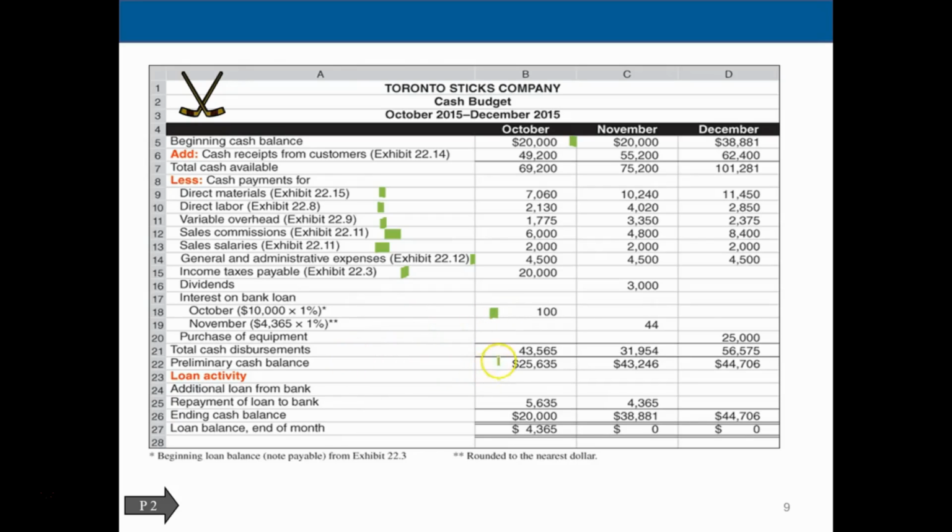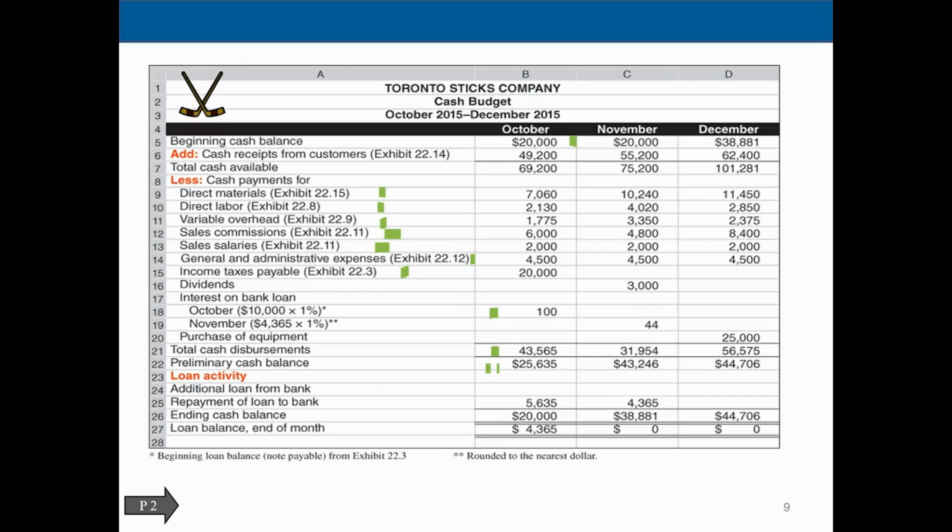And that gives us our total disbursements of $43,565. So we're going to take our cash available minus the 43, and that will give us our preliminary balance, which is the $25,635, and that's over the $20,000 that we need to sustain ourselves. That's where we want to be, at $20,000 at the end of each month.